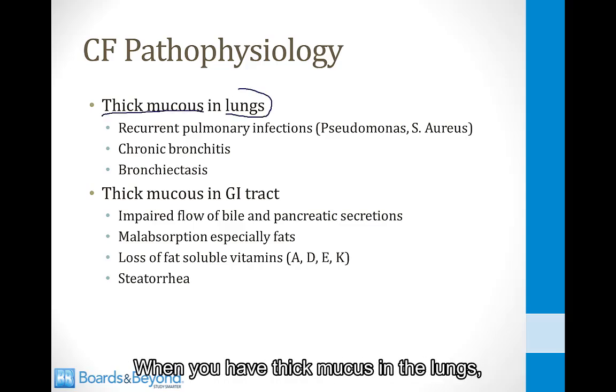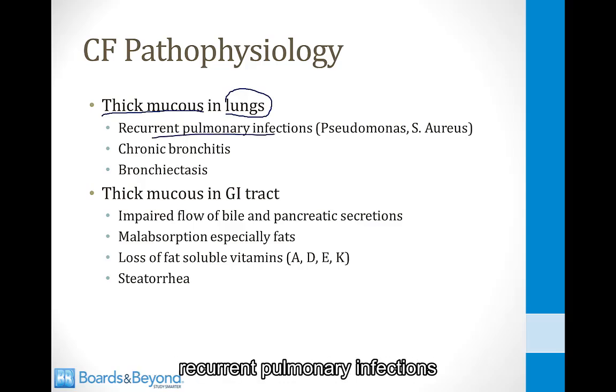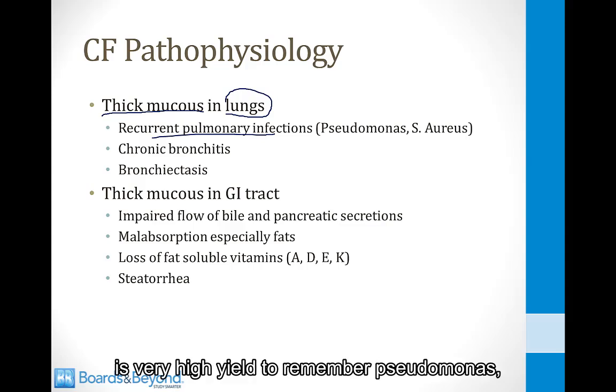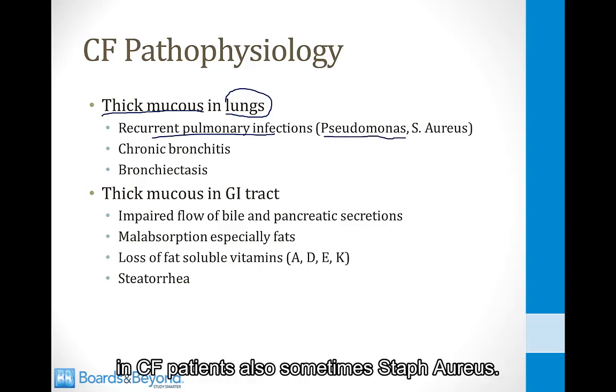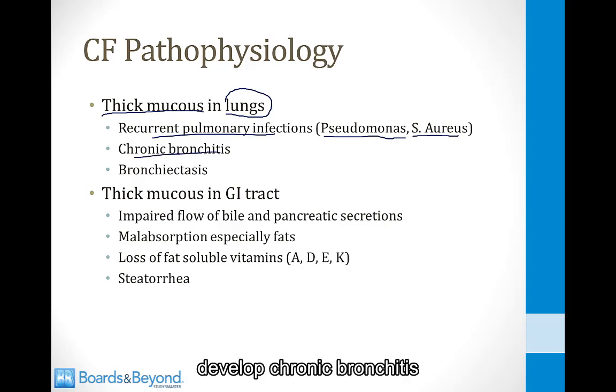When you have thick mucus in the lungs, the patients are going to develop recurrent pulmonary infections. It is very high yield to remember Pseudomonas, which causes most of the pulmonary infections in CF patients, also sometimes Staph aureus. These children are going to subsequently develop chronic bronchitis, and they can also get bronchiectasis.